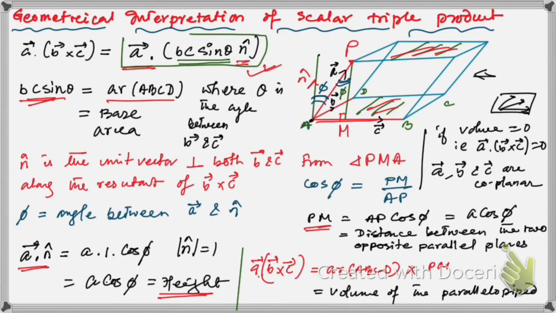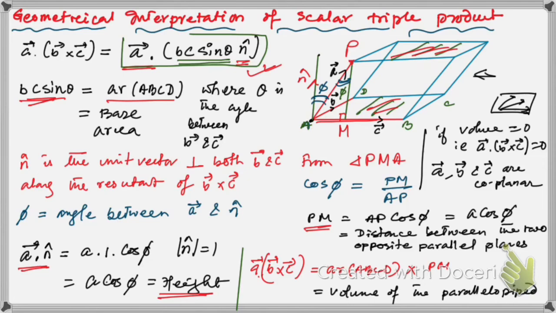So let me make a correction here. If you take this side as B vector and this is a C vector, and if you apply the right hand thumb rule, then the direction of this normal unit vector should be downward. So if you find B cross C and apply the right hand thumb rule, this should be downward actually. So this is the geometrical interpretation of scalar triple product.